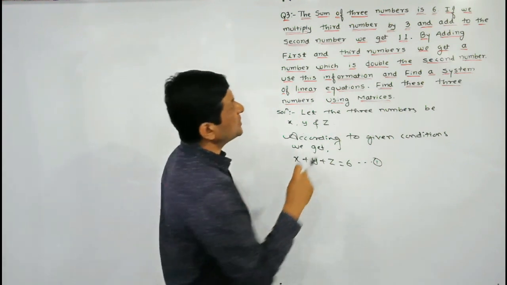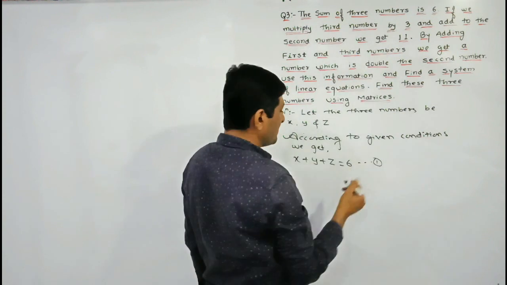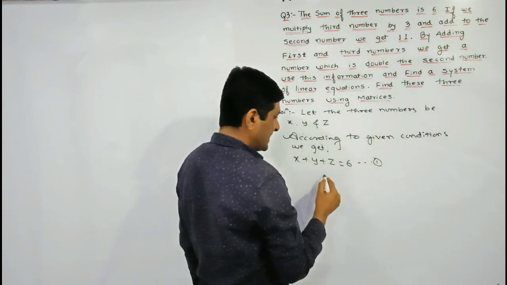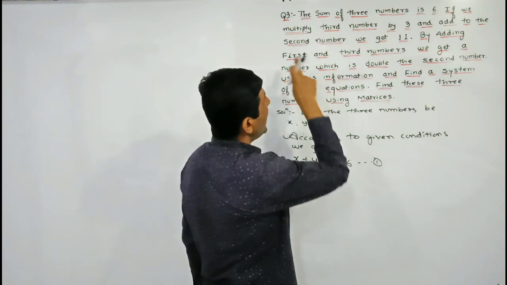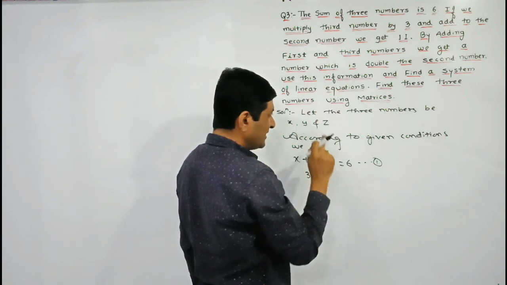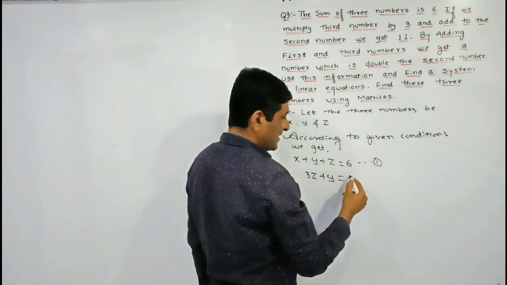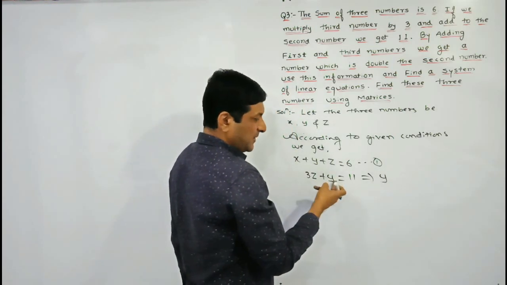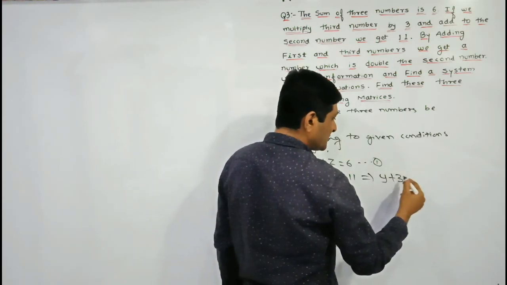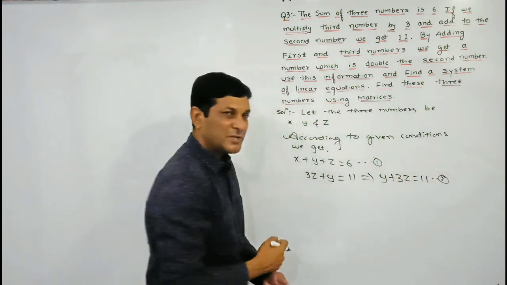Observe the second condition. In the second condition, if we multiply the third number by 3, the third number means Z, and add it to the second number, which is Y, we will get 11. Which implies that 3Z plus Y can be written as Y plus 3Z. On this side 11, keep it as it is. So in this way we have got equation number 2.